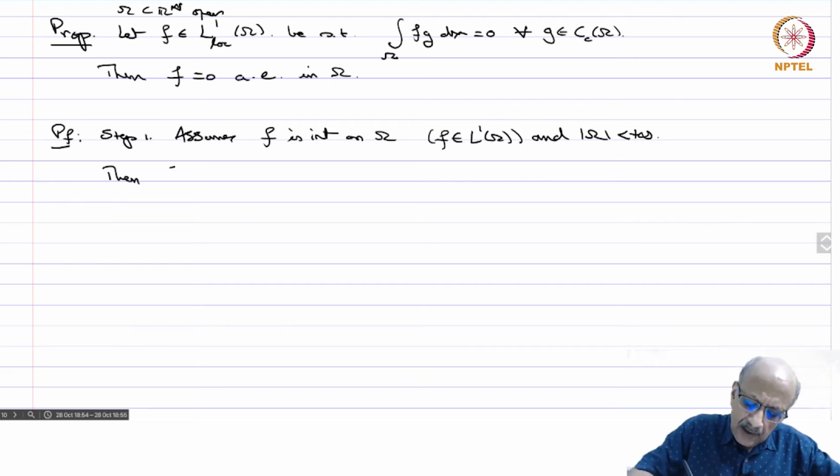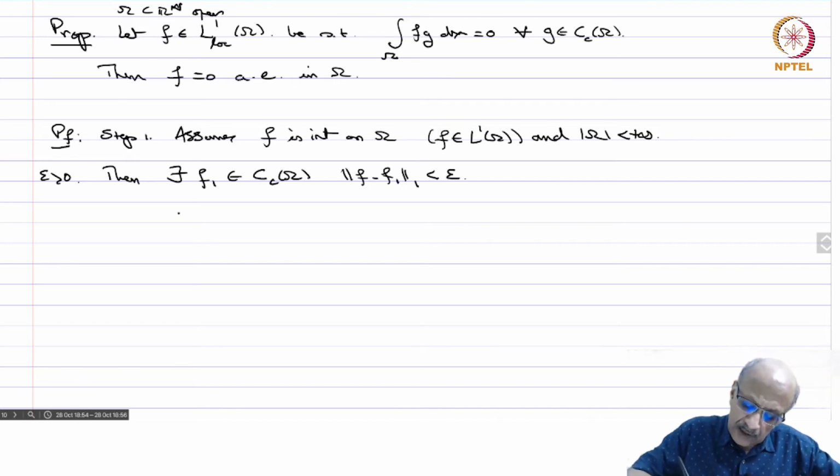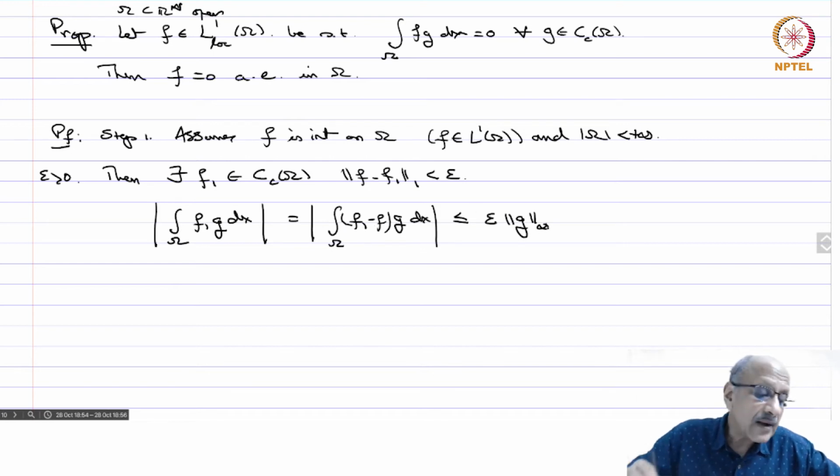Then there exists f1 belonging to Cc of omega such that, let epsilon be greater than 0, the norm of f minus f1 in L1 is less than epsilon, because Cc of omega is dense in L1. So then the modulus of the integral over omega of f1 g dx is the modulus of the integral over omega of (f1 minus f) g dx, because the integral of f g dx is 0, so I have just subtracted 0. That is less than or equal to epsilon times the norm of g in L infinity, because the L1 norm is less than epsilon.